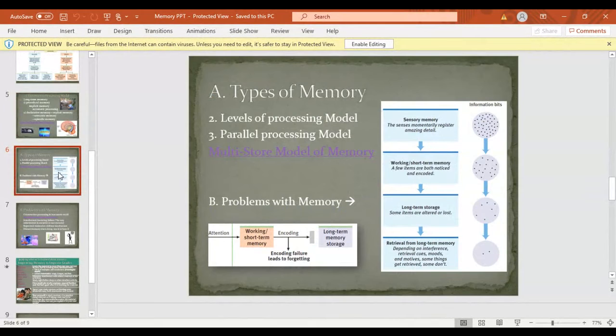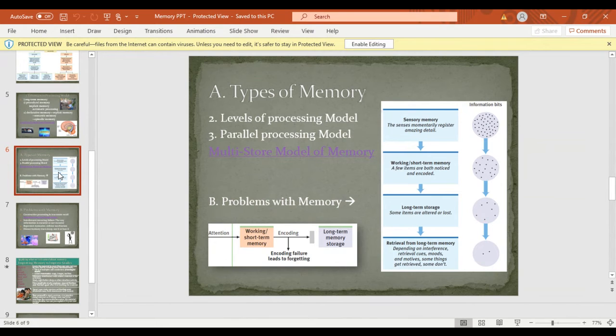So we're also going to review the types of memory. The other 2 models that are often associated with memory are the levels of processing model and the parallel processing model. But the main one that I want you to think about is the information processing model that I showed above. So these 2 other processing models are not as popular as the main model that I showed you.